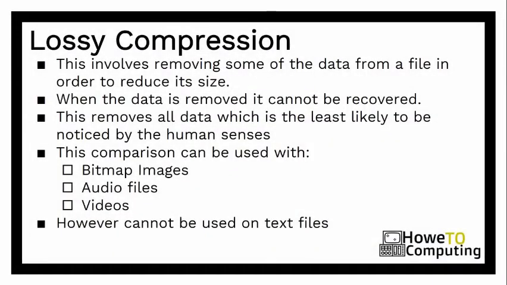The next type of compression is called lossy compression. This involves removing unnecessary data to reduce the file size, such as sounds that humans can't hear, colours that humans can't see. So information which you wouldn't notice whilst watching a video or listening to an audio file or looking at an image. And this is really useful for bitmap images, audio files and videos. However, it's not useful for text files, because ultimately if we take something away using lossy compression, it can never be recovered. So then a text file would be unreadable.